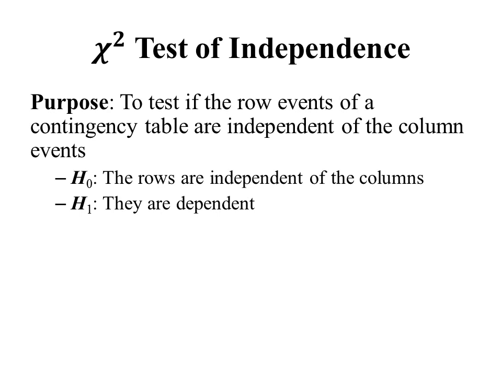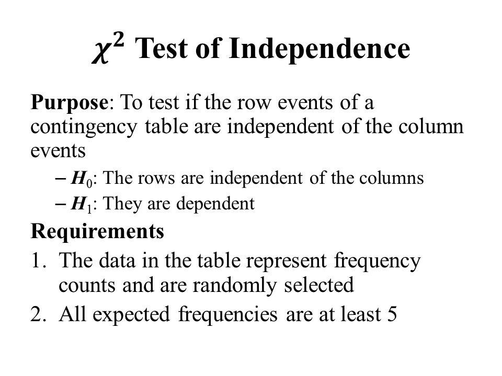So the hypothesis test that we're doing here is called a chi-squared test of independence, or sometimes just a chi-squared test. And the basic purpose of a chi-squared test is to test if the row events of a contingency table are independent of the column events. And the generic null hypothesis is always going to be the statement that the rows are independent of the columns, and the alternative is going to be the statement that they are dependent. So that's always going to be the form of the hypotheses for this chi-squared test of independence.